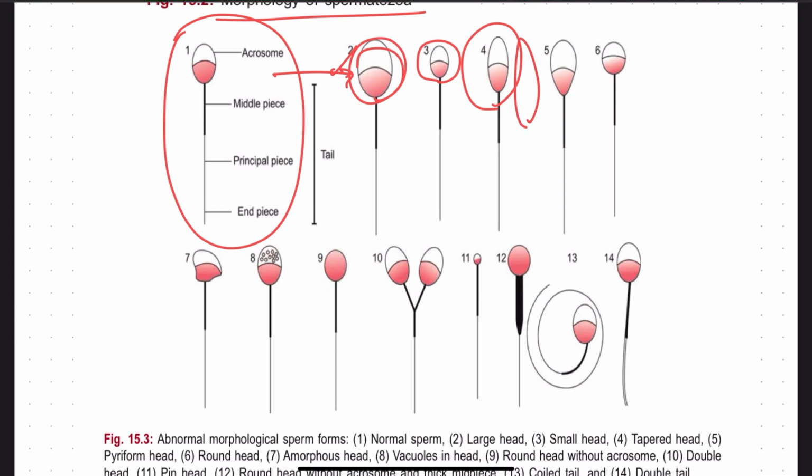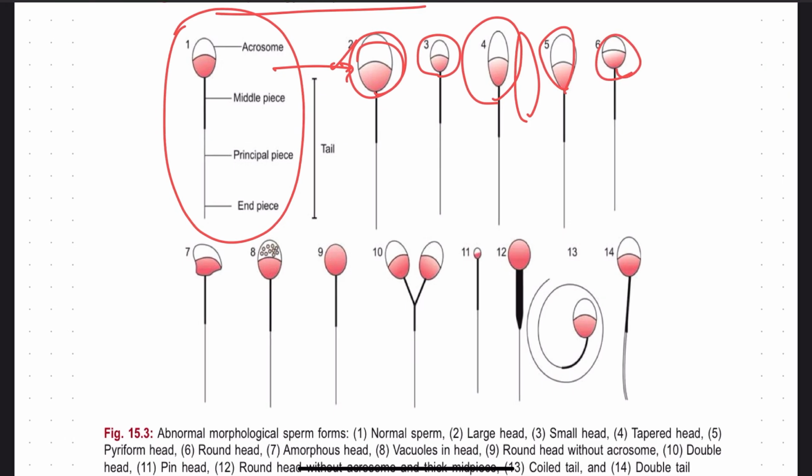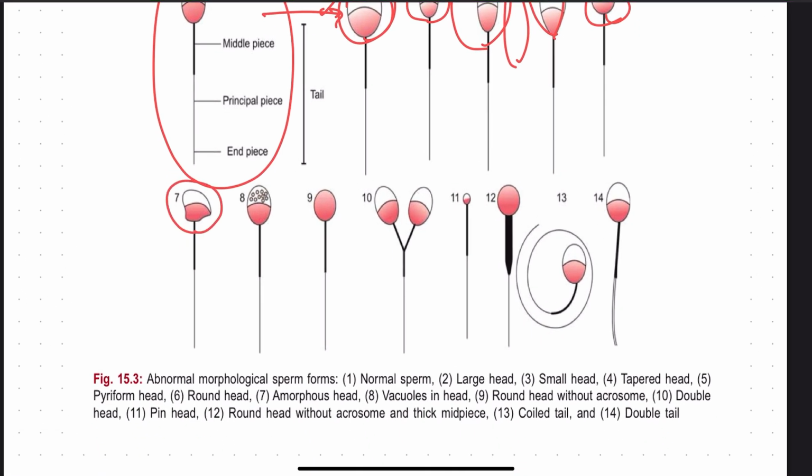This is a pyriform head. Pyriform. This is round heads. These are amorphous, means it does not have specific size or shape. Here it has vacuoles within the head. It is a round head without an acrosome. This is the acrosome. Here acrosome is absent. There can be double heads, multiple heads can be present. This is the pinned heads. Here there is no acrosomal cap and the middle piece is very thick, thick middle piece.